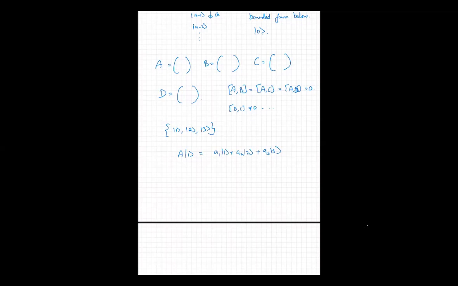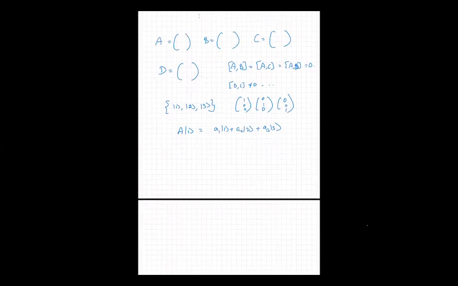So the action of A, B, C, and D on the usual 1, 2, 3 vectors, if I choose these to be 1, 0, 0, 0, 1, 0, and 0, 0, 1, would in general give me some linear combination of all these vectors. Now, there is nothing fundamentally wrong about that, but we want to make our lives easier.